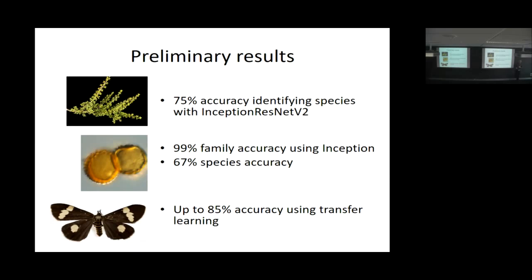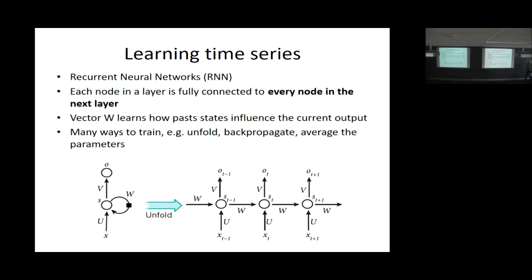Having dipped our toe in that area, we started looking at some of the more interesting things you can do with deep learning. These are add-on algorithms that have augmented what it can do. One of them is learning time series. This idea of recurrent neural networks has been around for a while, which is a network that has connections back to itself that are time-based. And you can model these in various different ways.